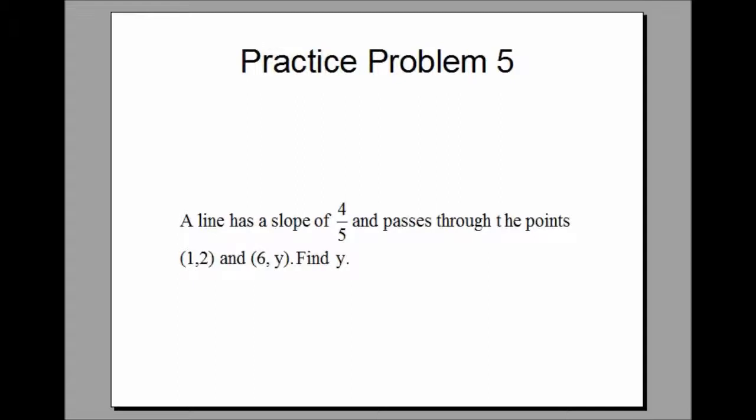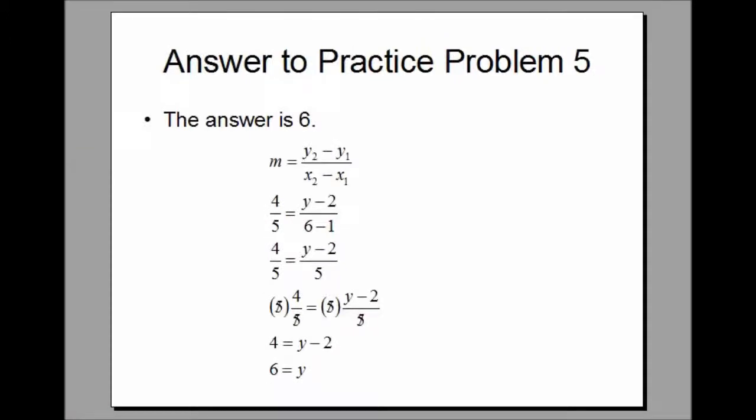Practice problem 5. A line has a slope of 4/5 and passes through the points 1, 2, and 6, y. Find y. The answer is 6. Substituting into the slope formula, we replace m with what the slope is equal to, which is 4/5. 4/5 equals y minus 2 over 6 minus 1. Simplifying gives 4/5 equals y minus 2 over 5.